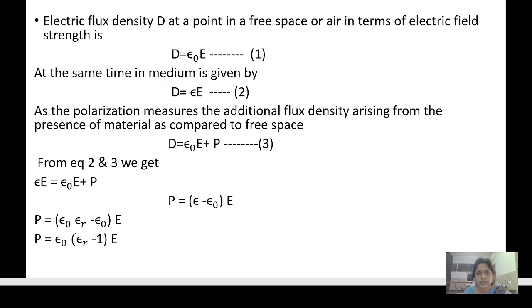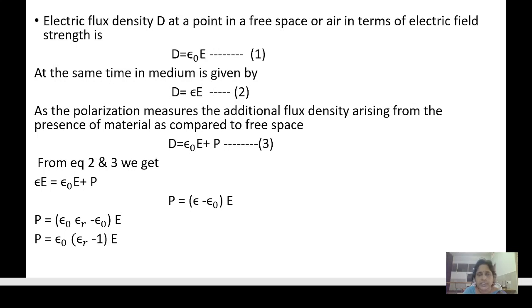Suppose you take the dielectric material as compared to free space, D is equal to epsilon naught E plus P. The polarization measures the additional flux density arising from the presence of material as compared to free space. So the flux density D is equal to epsilon naught E plus P.